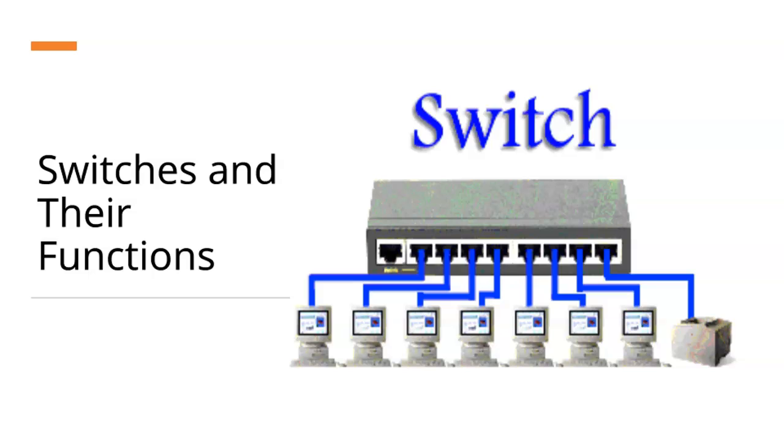3. Frame forwarding. When a switch receives a frame, it checks the destination MAC address in its MAC address table. If the MAC address is found in the table, the switch forwards the frame only to the port where the destination device is connected, rather than to all ports like a hub would.